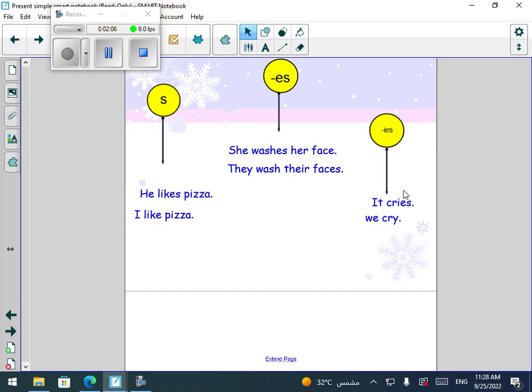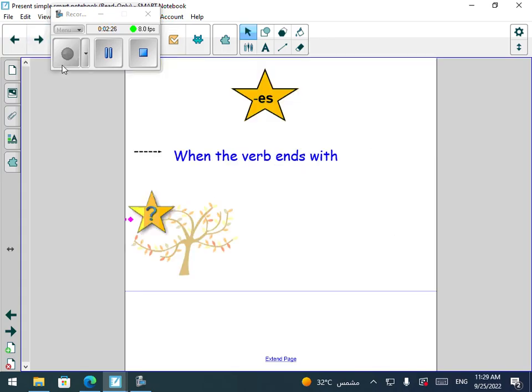Okay, if we have y, we're going to add ies to the verb, and we will talk about this in detail. It cries, so I changed the y into ies. But with we, I will put the clean verb without adding anything. So we cry.